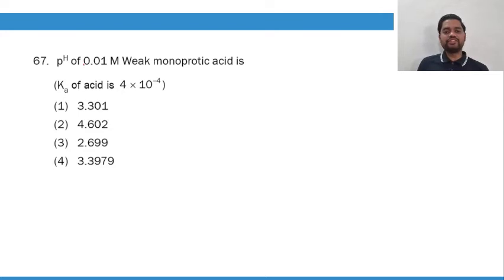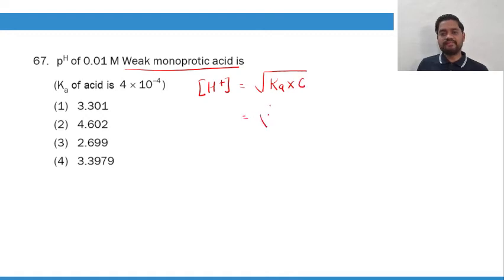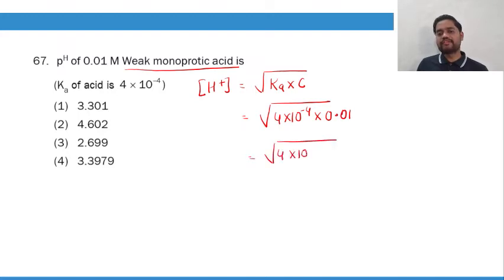67. pH of 0.01 molar weak monoprotic acid is. So we need to calculate the pH, and since Ka is given, the concentration of H plus is given by the square root of Ka times C. What is Ka value? 4 into 10 raised to minus 4. So 4 into 10 raised to minus 4 into concentration is how much? 0.01. That is equal to how much? Can I say it is 4 into 10 raised to minus 2? Into 10 raised to minus 4 into 10 raised to minus 2. That is 10 raised to minus 6.